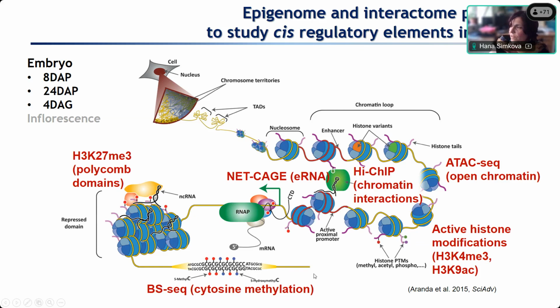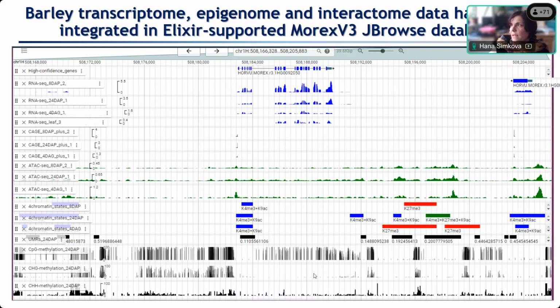All the data have been integrated in an Elixir-supported JBrowse database that we generated for this purpose. And you can see here that we can see all the features in the context of the genomic sequence and in the context of gene transcription, because we also integrated available RNA-seq data. Here are our CAGE data. Here is the open chromatin, showing the peaks here, for instance. The histone modification data are presented here in a condensed form as chromatin states, which are distinguished by colors.